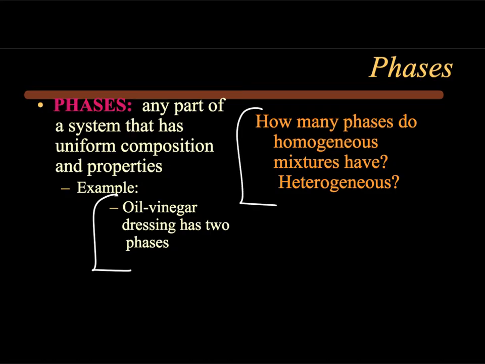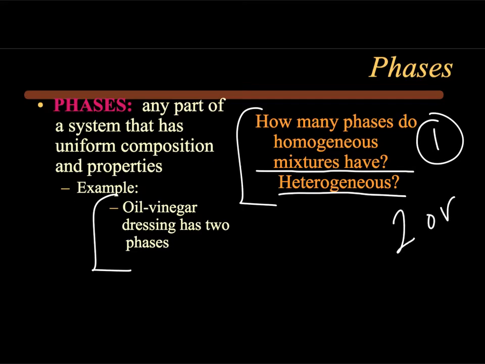So now let's go to this question over here. Think about this. How many phases do homogeneous mixtures have? Okay, how many phases do homogeneous mixtures have? So let's think about water, think about syrup, think about your gasoline. How many different layers do you see? The correct answer is 1. Okay, homogeneous mixtures have only one phase. Now, how many phases do heterogeneous mixtures have? Okay, so heterogeneous mixtures, which means that they are different, they will have 2 or more phases.